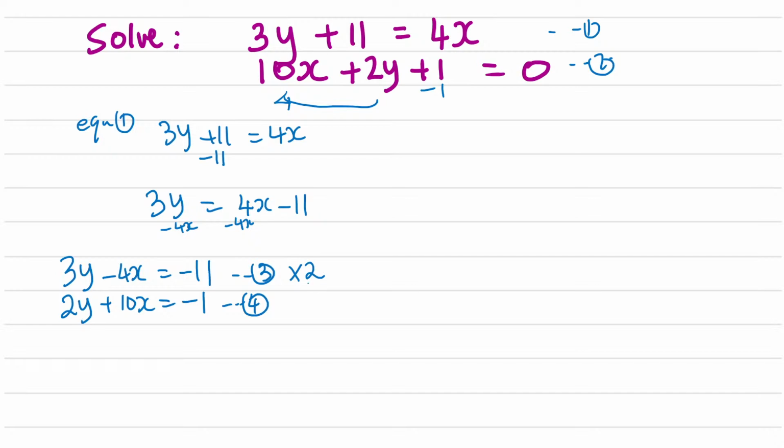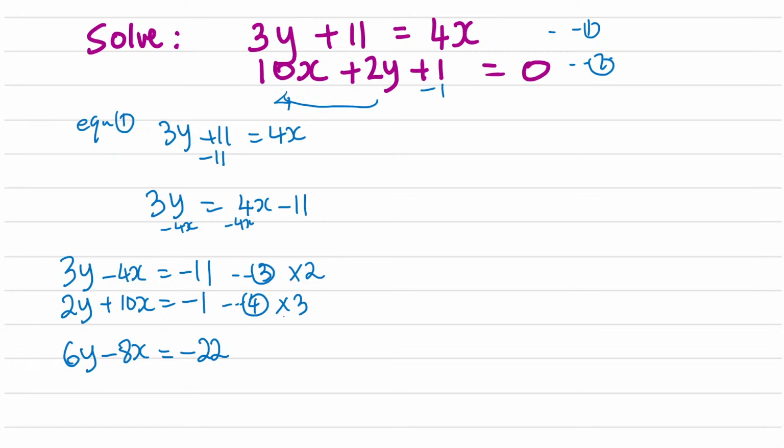We're trying to make y the same. And we can multiply equation 4 by 3, this number here. Okay, so if we did that, then we have 3 times 2, we have 6y, minus 4 times 2 is 8, minus 8x equals negative 11 times 2, that's negative 22.